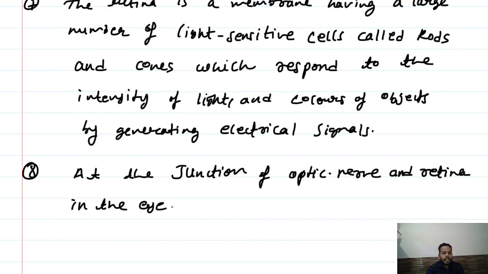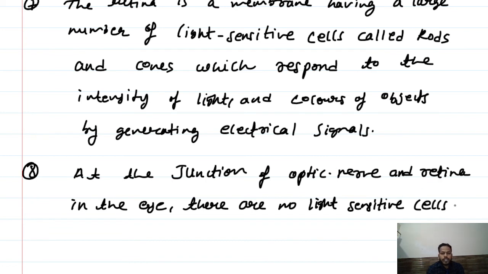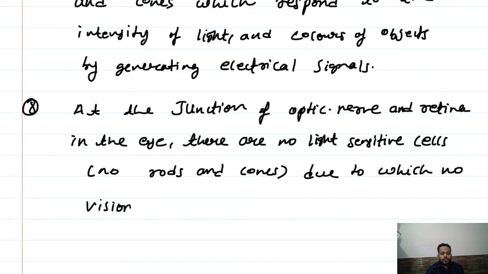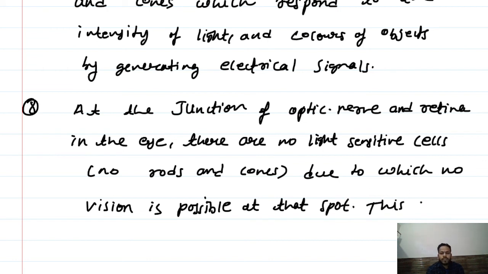At the junction of optic nerve and retina in the eye, there are no light sensitive cells. That means no rods and cones are present, due to which no vision is possible at that spot. Therefore this is called blind spot.